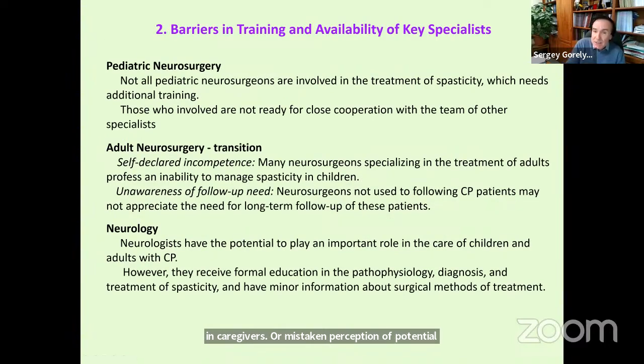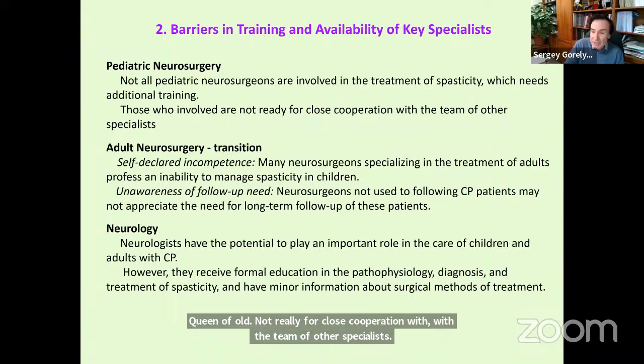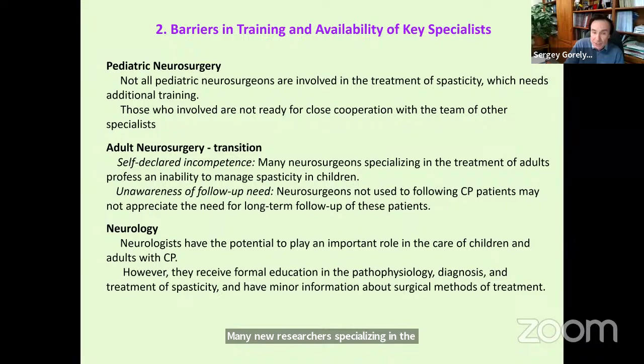Barriers in training and availability of key specialists. Not all pediatric neurosurgeons are involved in the treatment of spasticity, which needs additional training. Those who are involved are not ready for close cooperation with a team of other specialists. Many neurosurgeons specializing in the treatment of adults profess an inability to manage spasticity in children. Neurosurgeons not used to following CP patients may not appreciate the need for long-term follow-up of these patients.